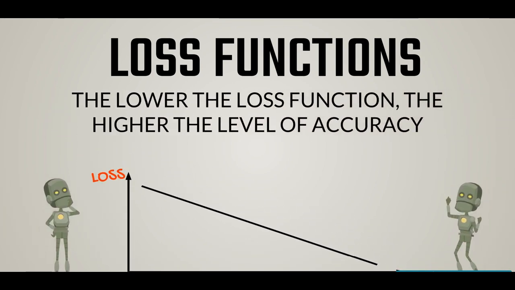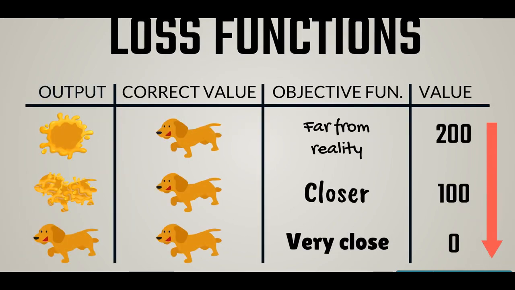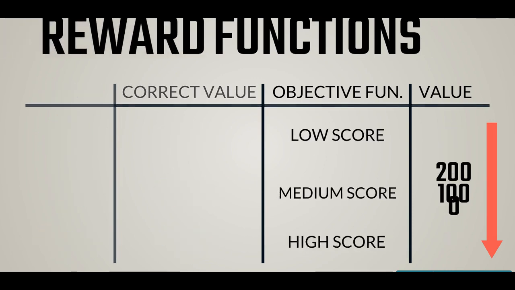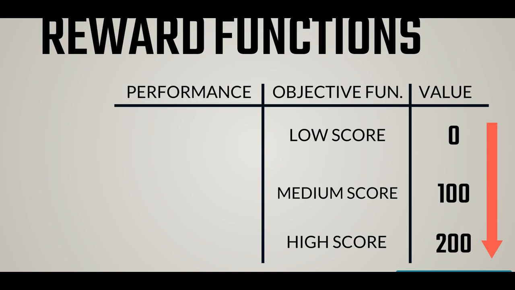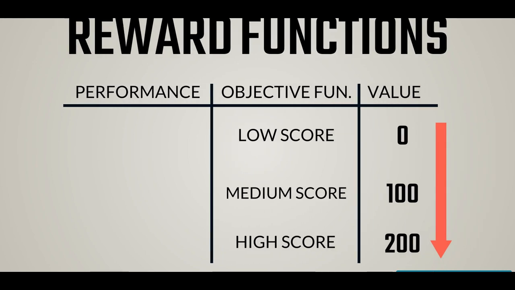Most often, we work with loss functions. An intuitive example is a loss function that measures the error of prediction. We want to minimize the error of prediction, thus minimize the loss. Reward functions, on the other hand, are basically the opposite of loss functions. The higher the reward function, the higher the level of accuracy of the model. Usually, reward functions are used in reinforcement learning, where the goal is to maximize a specific result.